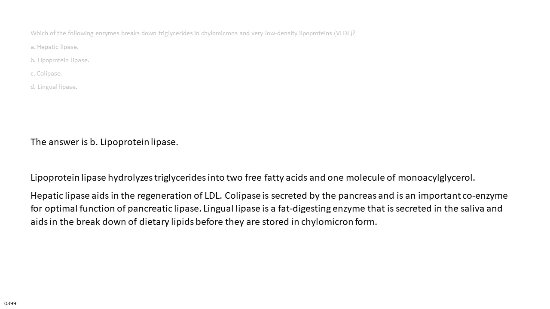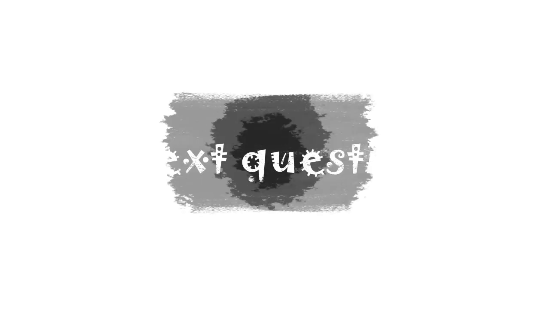The answer is B. Lipoprotein lipase. Lipoprotein lipase hydrolyzes triglycerides into 2 free fatty acids and 1 molecule of monoacylglycerol. Hepatic lipase aids in the regeneration of LDL. Colipase is secreted by the pancreas and is an important coenzyme for optimal function of pancreatic lipase. Lingual lipase is a fat-digesting enzyme that is secreted in the saliva and aids in the breakdown of dietary lipids before they are stored in chylomicron form.